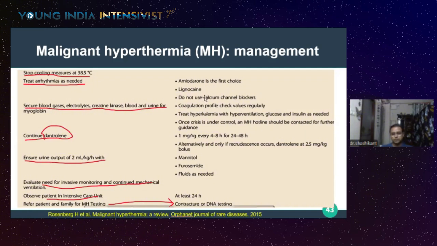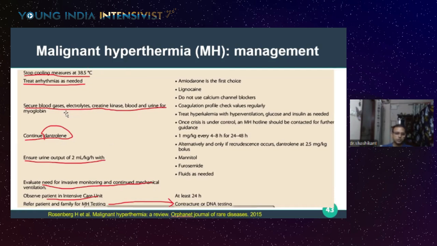There is some literature which suggests that calcium channel blockers, at least in animal models, have been shown to increase the calcium level in the cytoplasm of skeletal muscles. We don't have enough literature about it, but in animal models using calcium channel blockers like nifedipine, they have found that it increases the intracytoplasmic calcium concentration. And as we know, in MH there is already uncontrolled release of calcium into the cytoplasm from the sarcoplasmic reticulum, and we should not add to that insult.